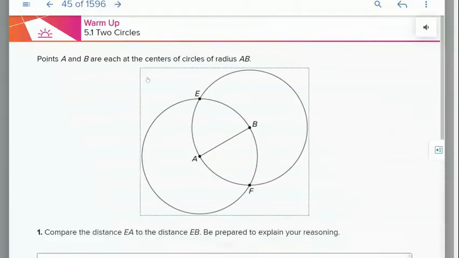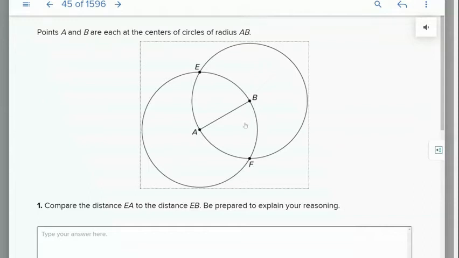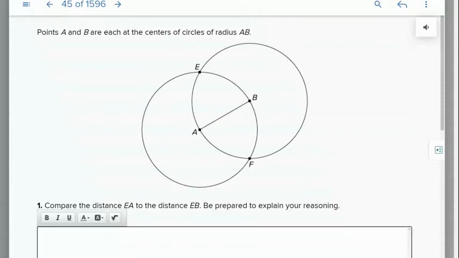All right, so in our warm-up with 5.1, two circles, point A and B are each at the centers of circles of the radius of AB. Basically they're saying we got two circles, both with the radius of AB. So here to here, that's represented by that line segment, right? Compare the distance EA from here to here to the distance of EB. What do you think the relationship is? Go ahead and pause the video, make your conjecture, and we'll follow through.